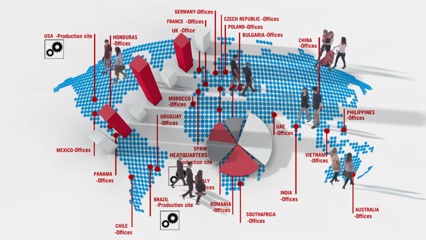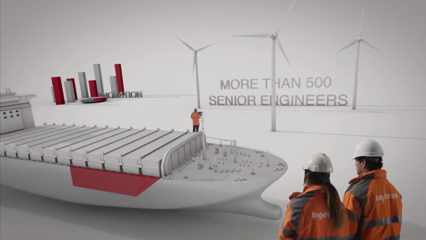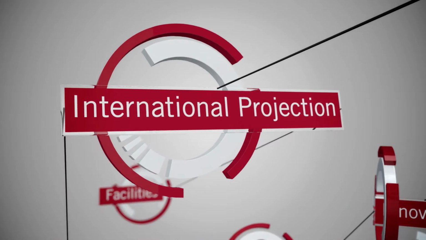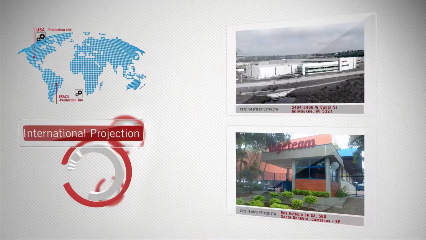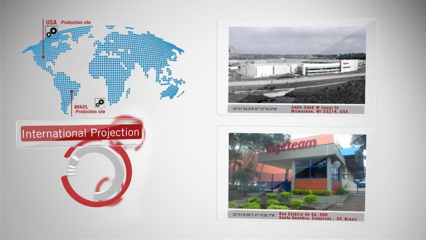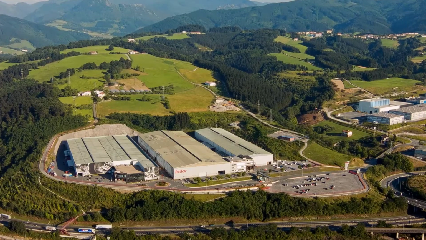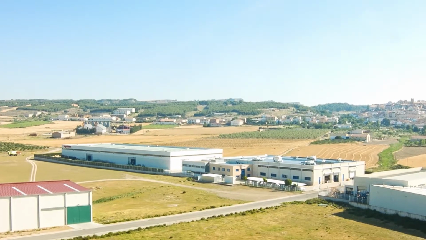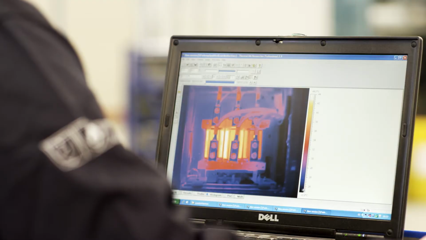Ingeteam is present worldwide, with thousands of employees across all five continents. Ingeteam's work centers are located throughout the world, including production plants in the United States, Brazil, India, and Spain. In the Indar factory, we produce electric machines, motors, generators, and submersible pumps. The facilities at Sesma and Navarra specialize in the production of frequency converters for wind and PV power generation.